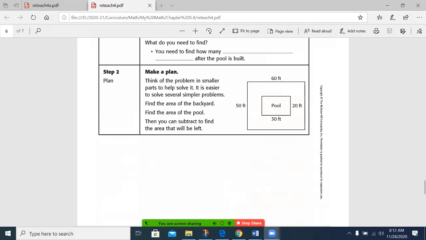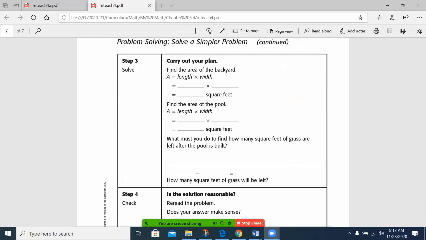So we need to make a plan. Think of some easier problems. And this one is pretty straightforward. Not always will they be. I'm going to find the area of the pool, and I'm going to subtract that from the area of the backyard as a whole. And that's what they wrote here. So let's go ahead and do it.